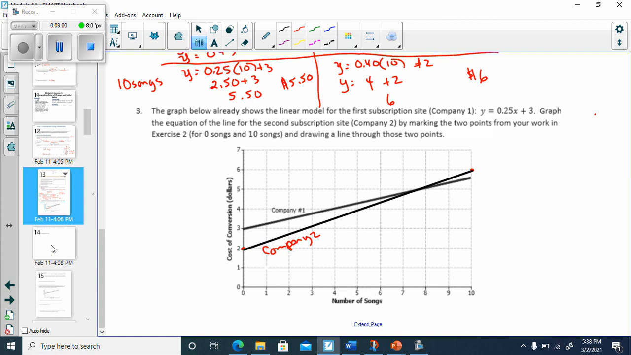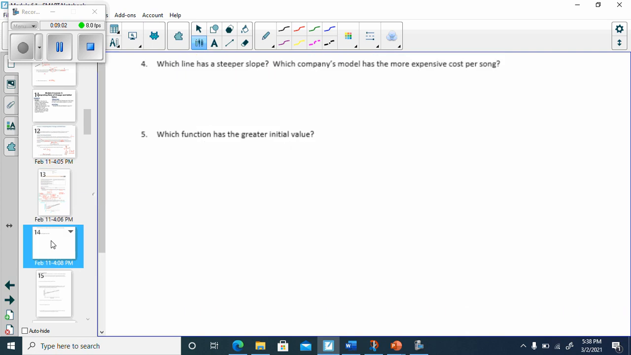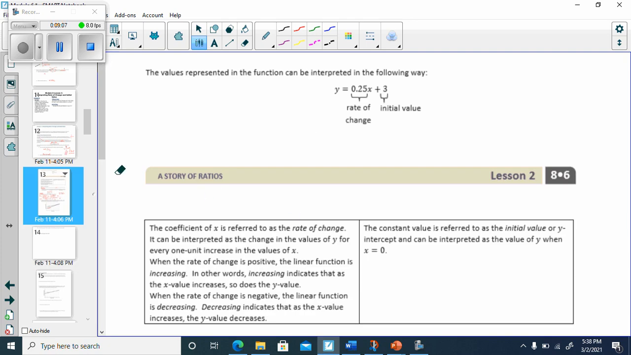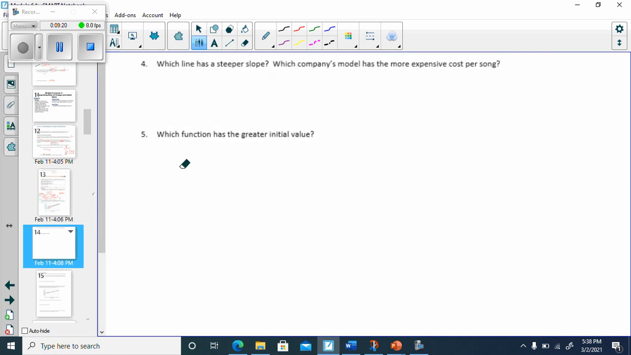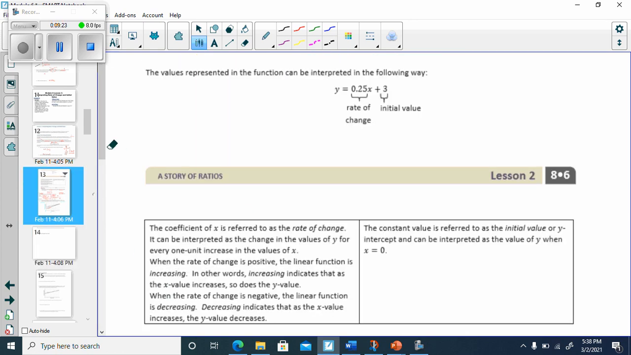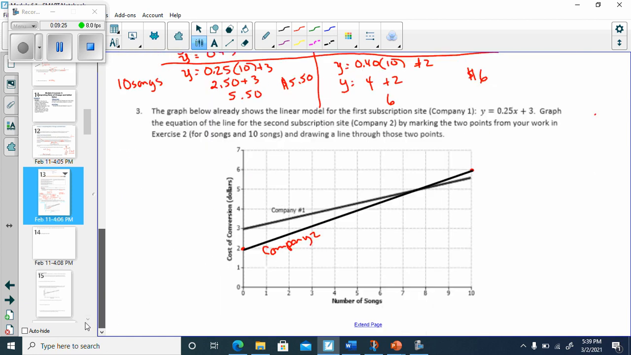Okay, let's look at the other questions that they've got down here. They say, which line has a steeper slope? Okay, let's go back and look at it. Steeper slope is company two. How do I know that? It's 40 cents per song instead of 25. And then the other question was, which function has a greater initial value? Well, the initial value here was 3 on company one, because it started out at $3. This one starts at 2. Okay, so that explains those two.